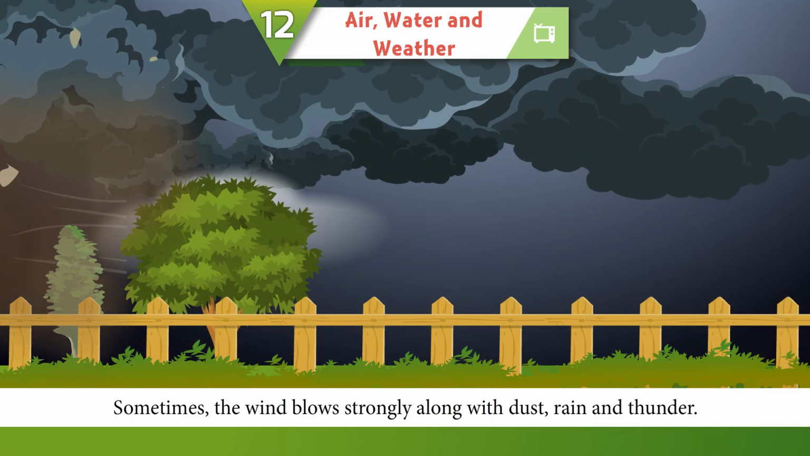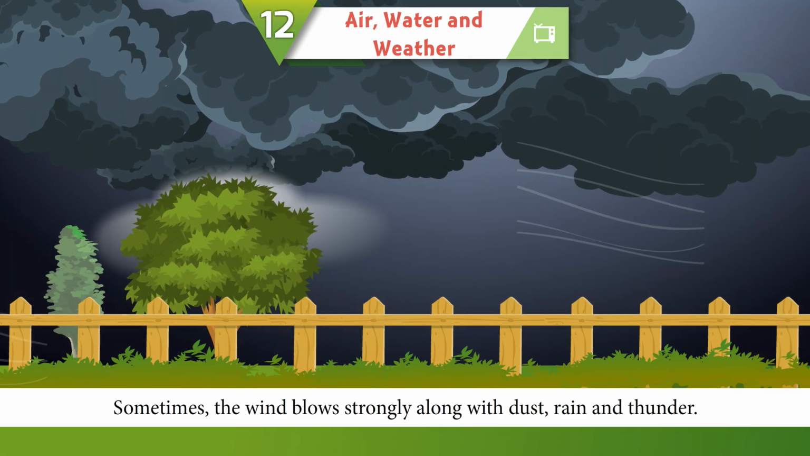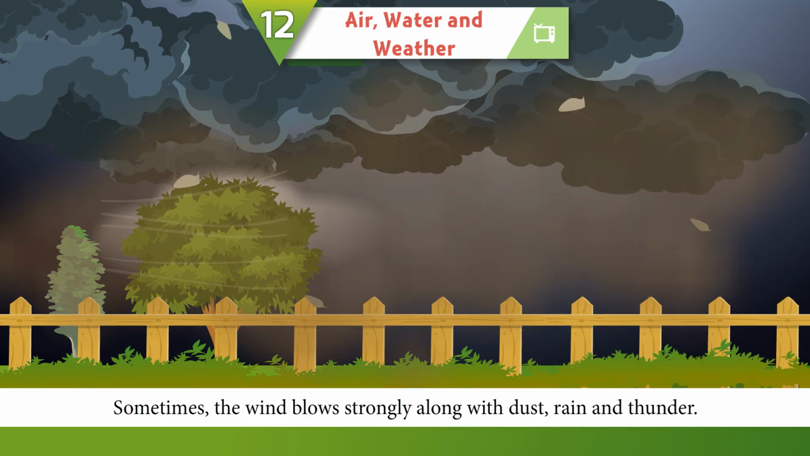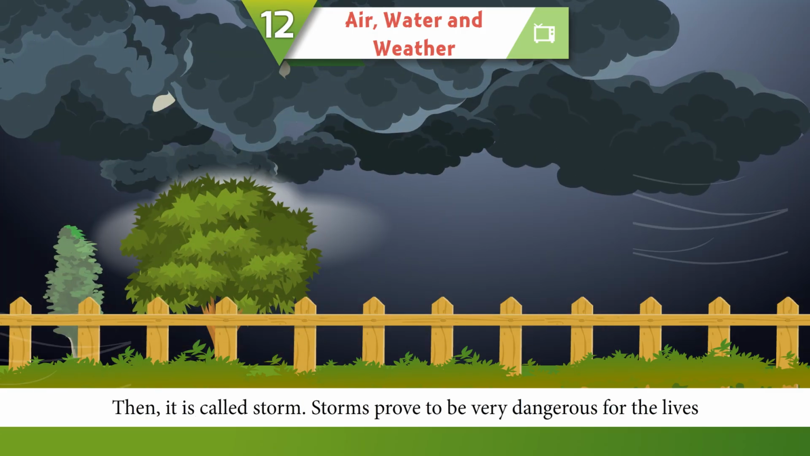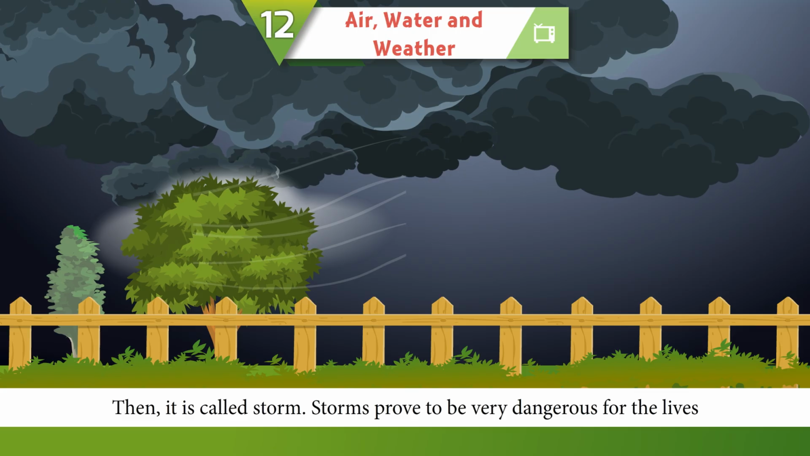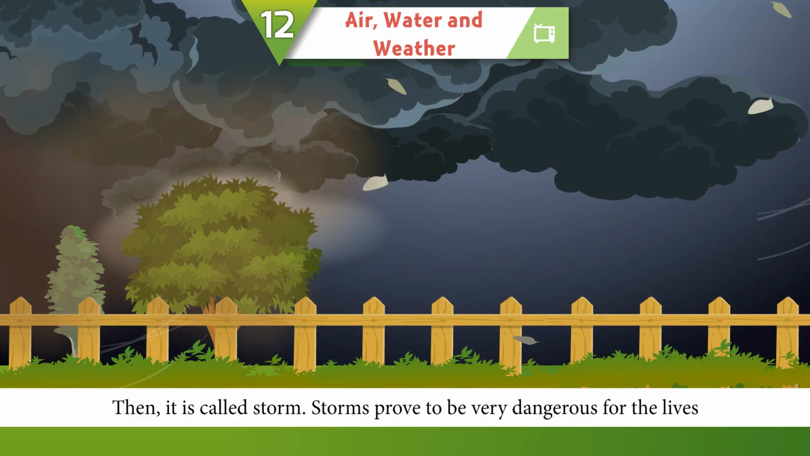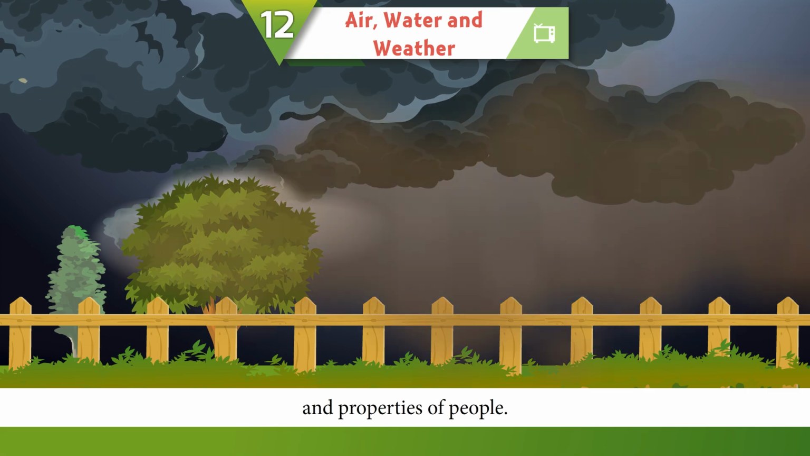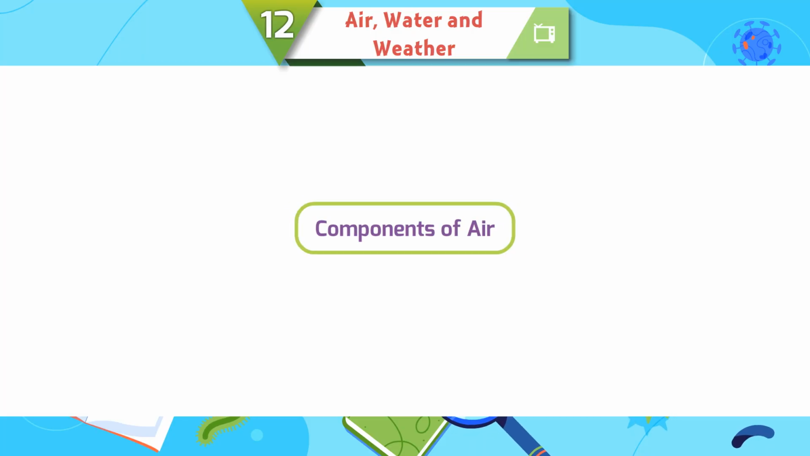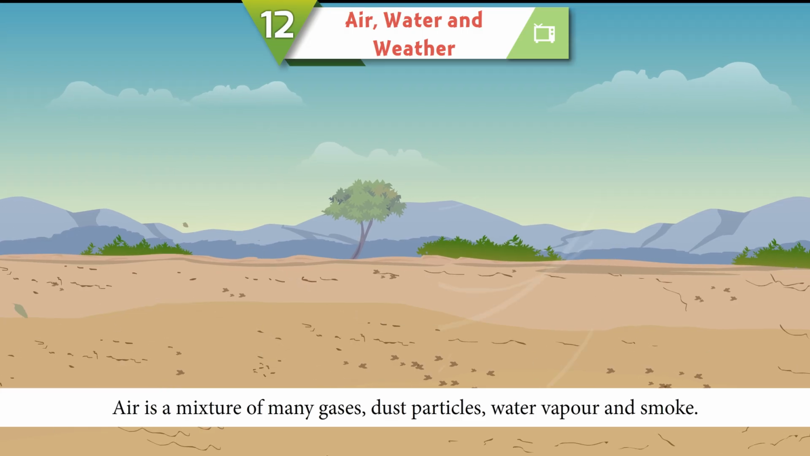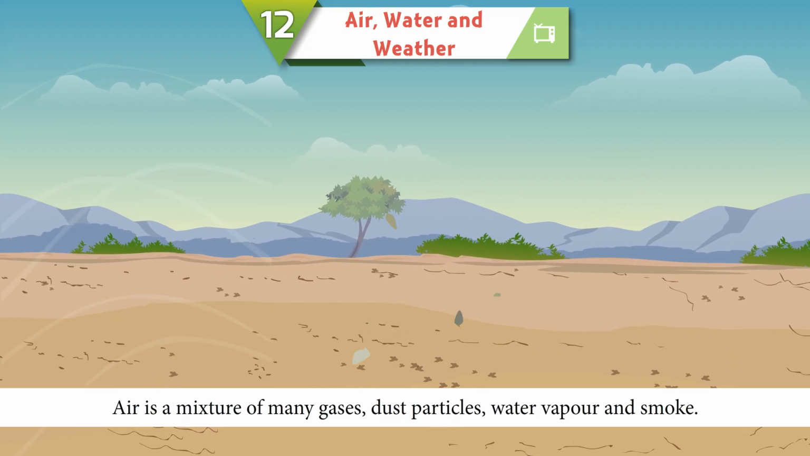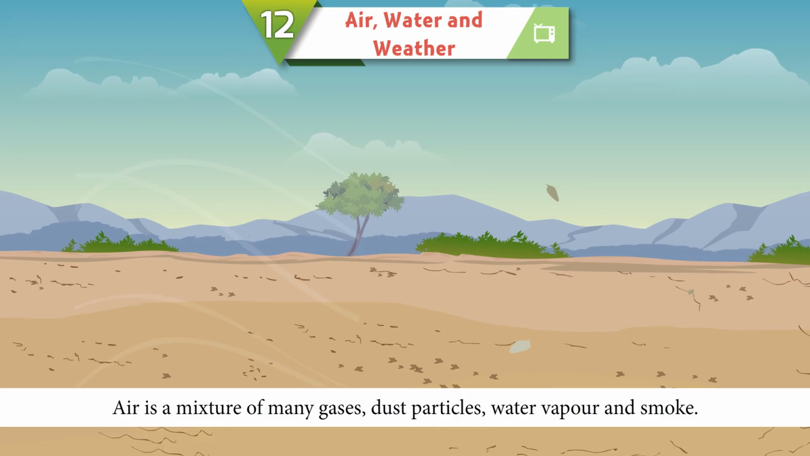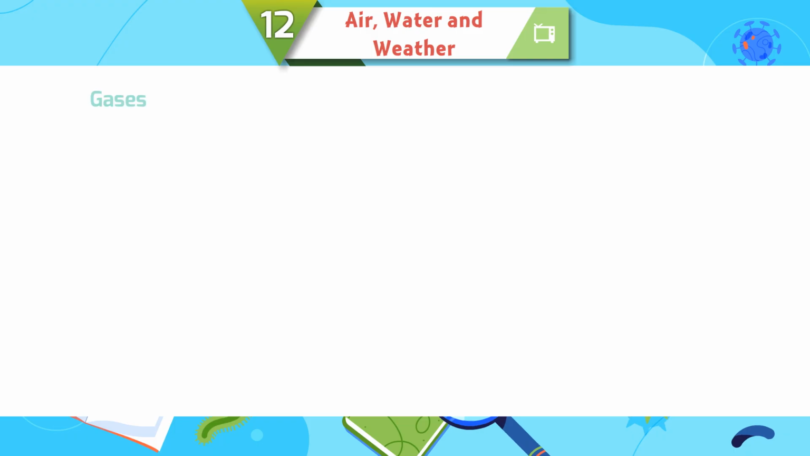Sometimes the wind blows strongly along with dust, rain, and thunder. Then it is called storm. Storms prove to be very dangerous for the lives and properties of people. Components of air. Air is a mixture of many gases, dust particles, water vapor, and smoke.